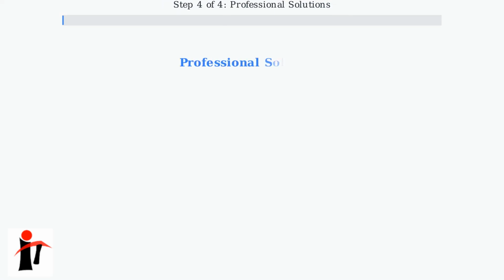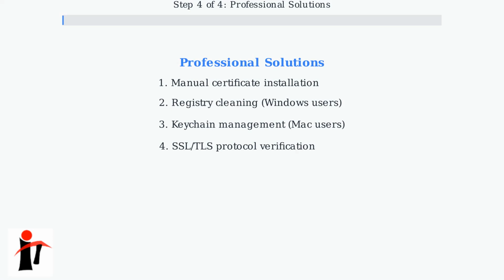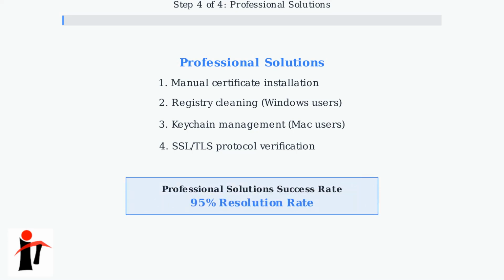Step 4 involves professional-level solutions for persistent cases. These require more technical expertise, but achieve a 95% success rate. Manual certificate installation involves downloading and installing CRA's security certificates directly. Registry cleaning on Windows or keychain management on Mac removes corrupted security entries. These professional solutions address the root cause of certificate validation failures. SSL and TLS protocol verification ensures your system supports the encryption standards required by CRA's enhanced security measures.